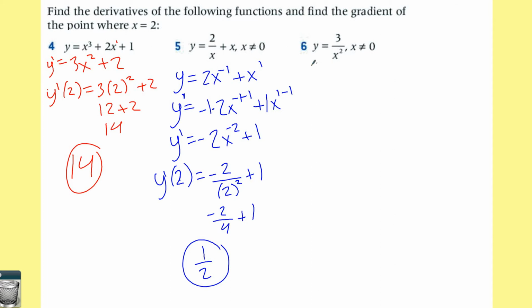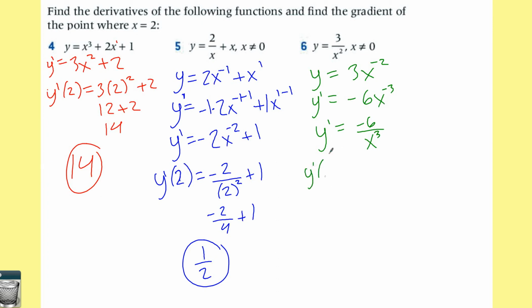So number 6, we can rewrite this as y equals 3x to the negative 2. So the derivative is negative 6x to the negative 3, or we can write that as negative 6 over x cubed.